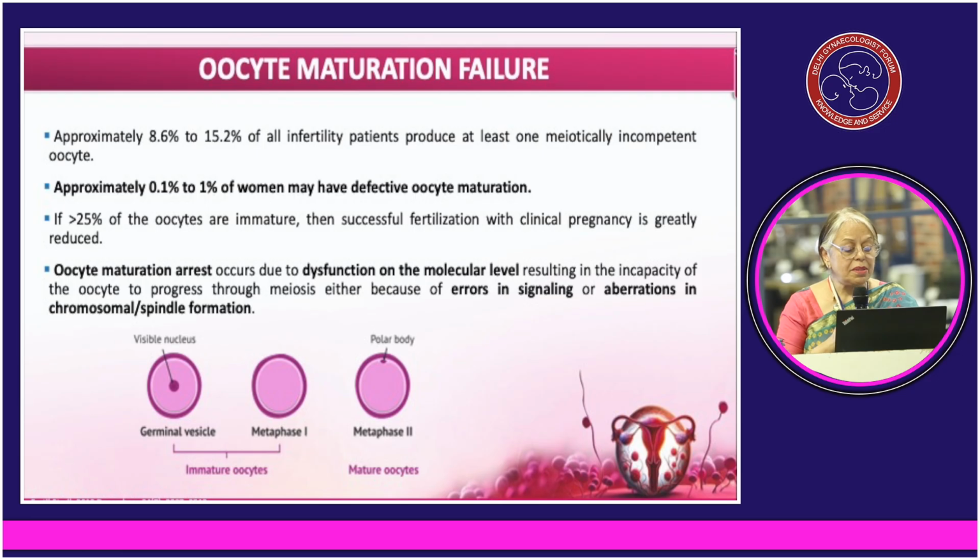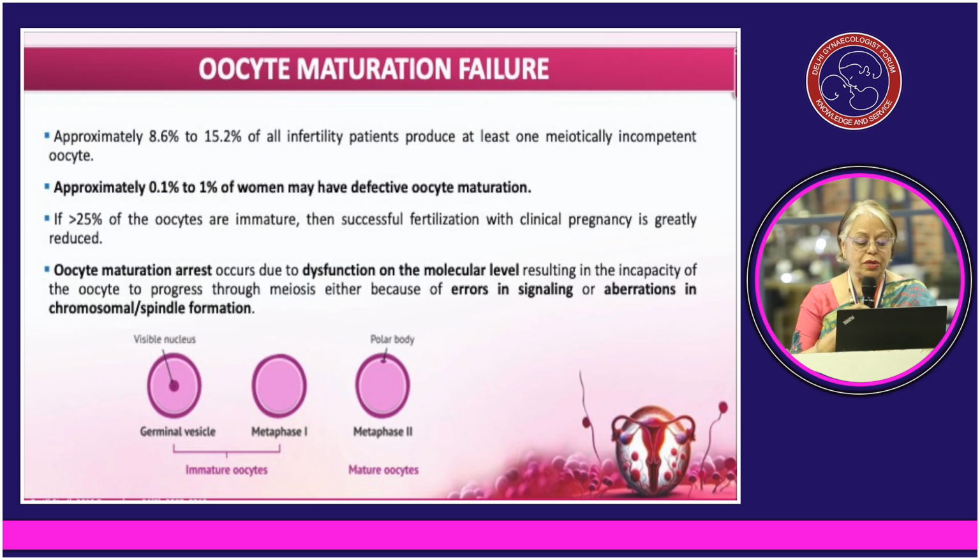Oocyte maturation failure. It is said that approximately 15.2% of all infertility patients, irrespective of the cause, produce at least one meiotically incompetent oocyte. And if more than 25% of oocytes are immature, then successful fertilization is reduced. Now, do we know what oocyte maturation is? We all remember our days of mitotic division and meiotic division. In mitosis, the entire set of chromosomes is transferred to the daughter cell, and in meiosis, half of the chromosomes are transferred. That is what is most important in the gametes, both sperm and the ova.